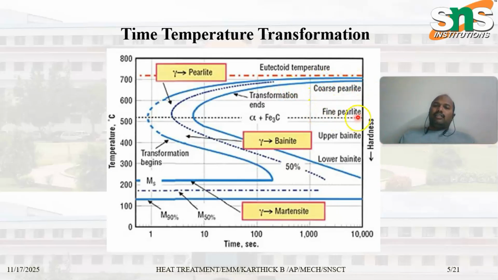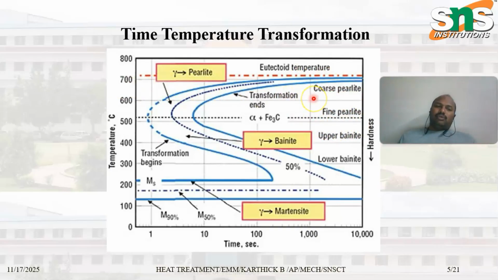Here the importance of pearlite is that most of the steel grades have pearlite as a common microstructure in them. You can see in mild steels, or any steel which is available in the market, some pearlite regions will be there inside the microstructure.